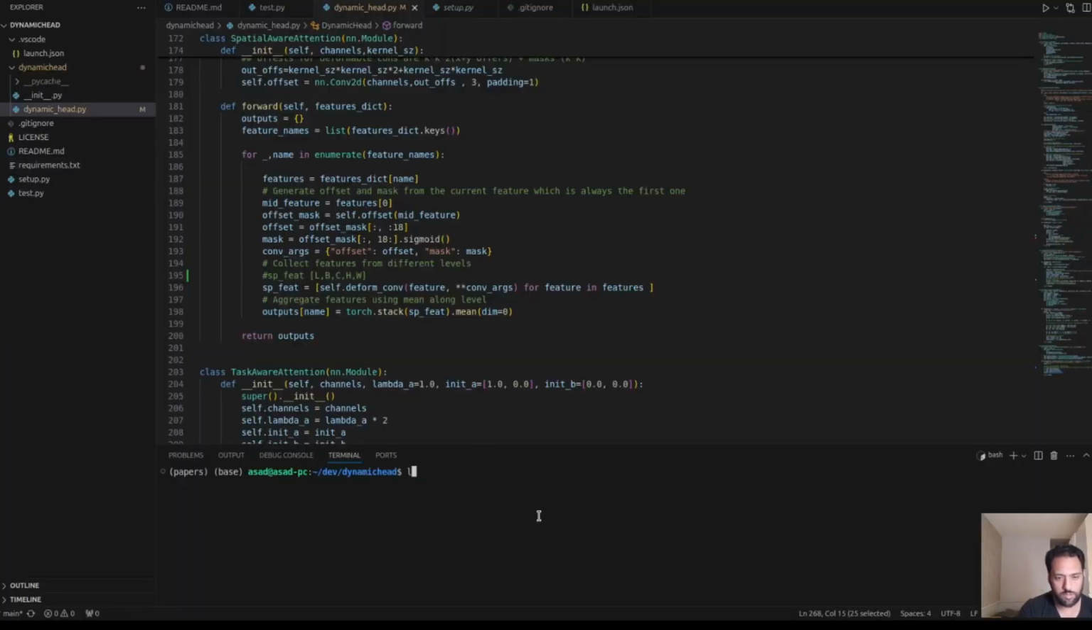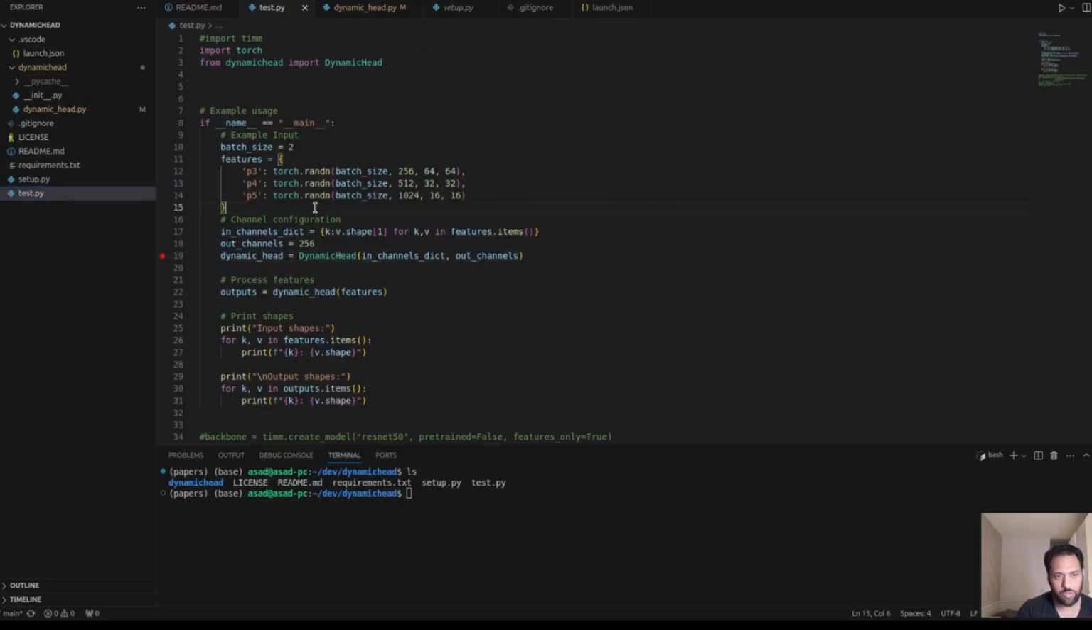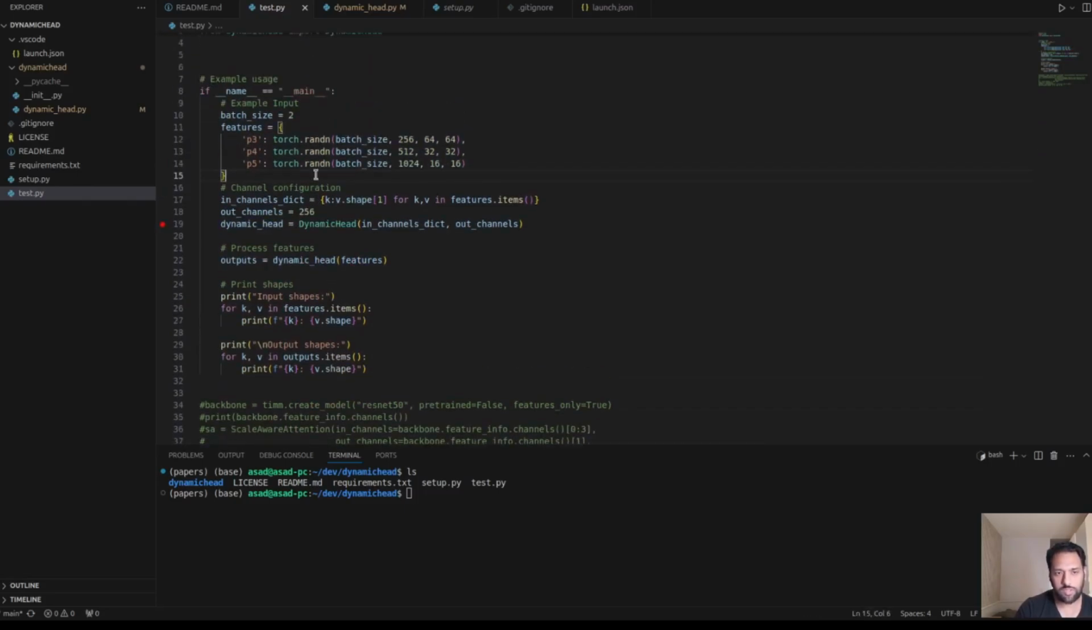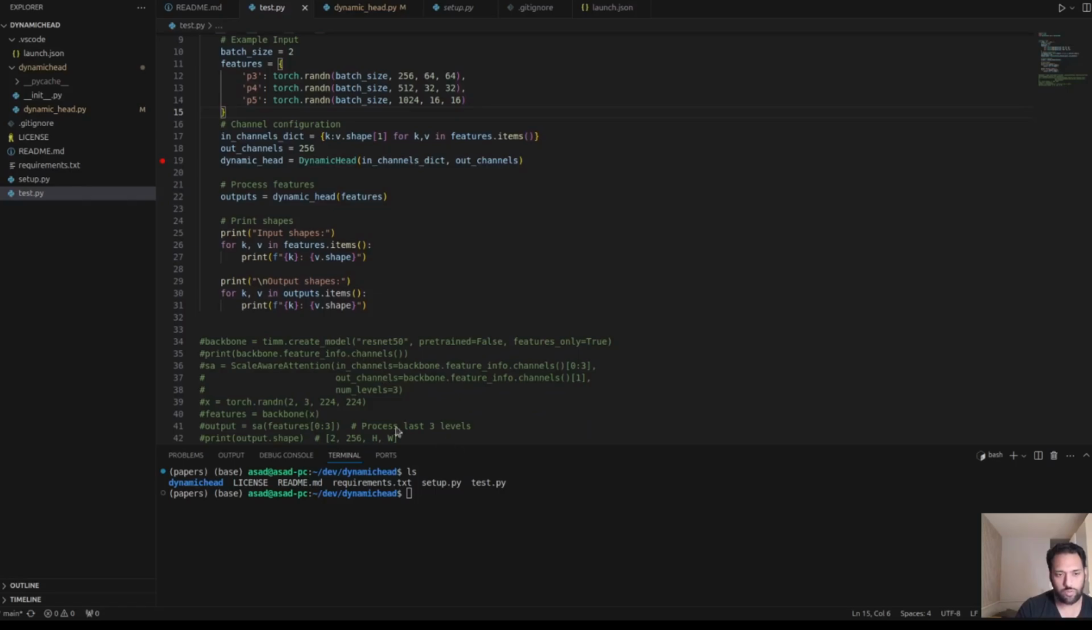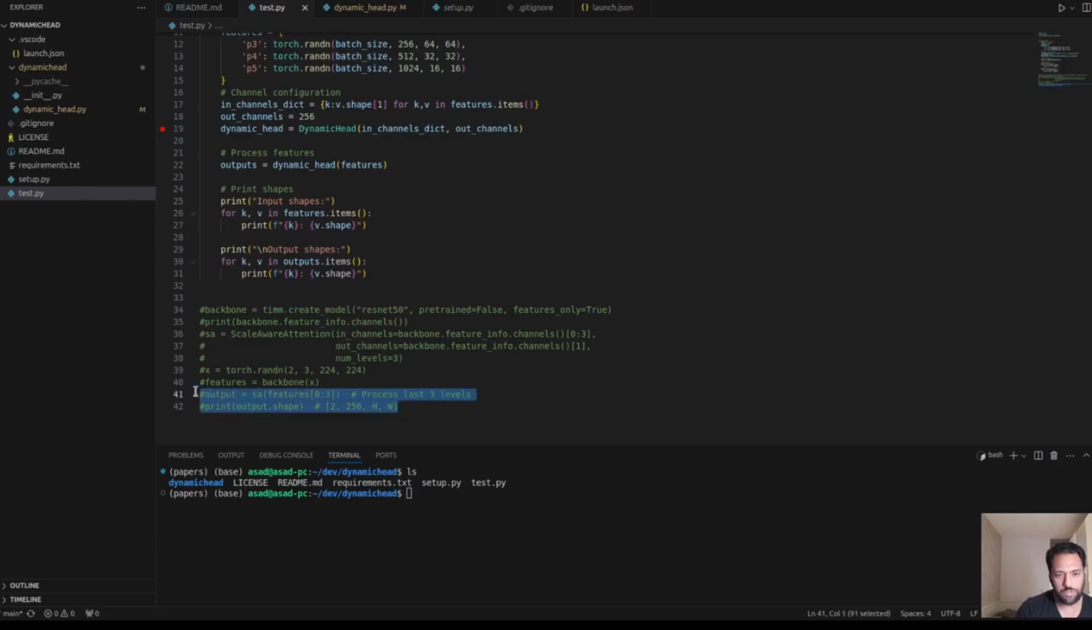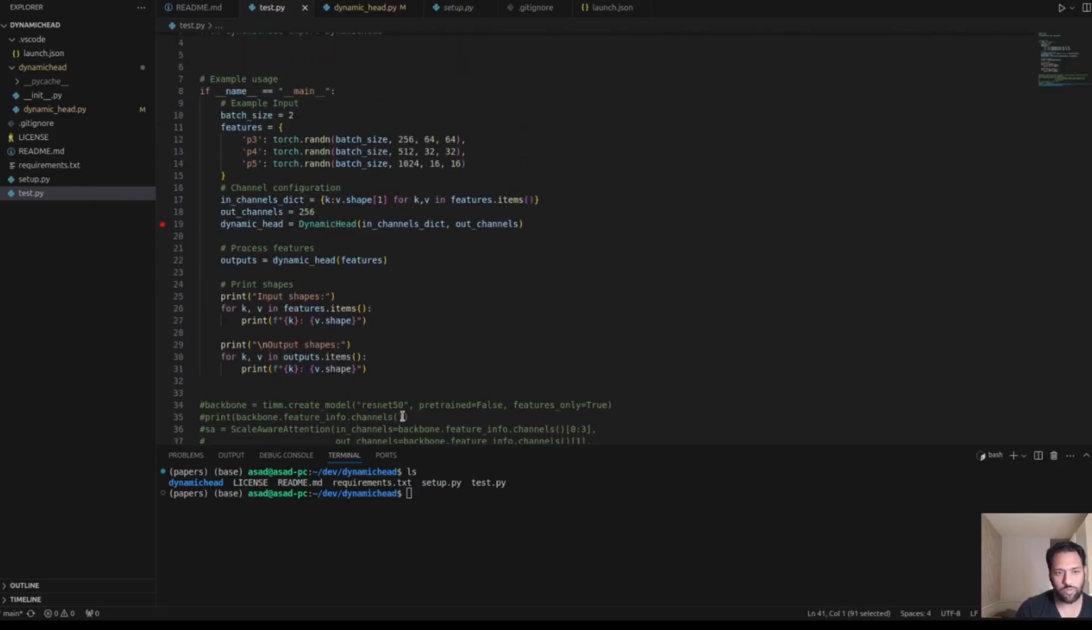Okay, let's just test this implementation. So I will also share the GitHub repo of it. So we have this test.py. If you look at it, the input is this dictionary of features with the keys and values. So this is just dummy data right now, but you can also use the timm library and use a pretrained model, and you can get the feature pyramid from it and then pass it through this dynamic head. It initiates the dynamic head with the input and output channels and passes the outputs, and then we can print out the shapes of the input and output.